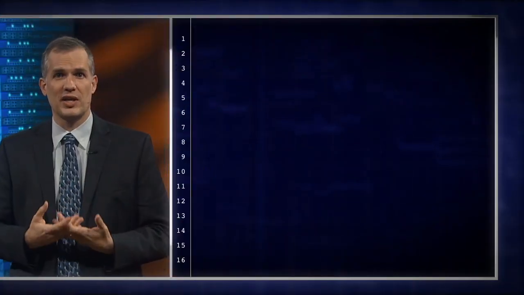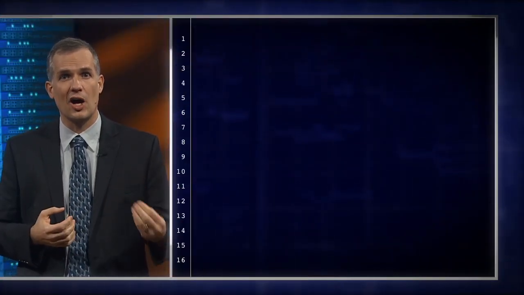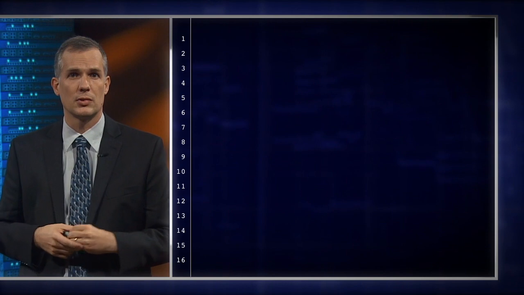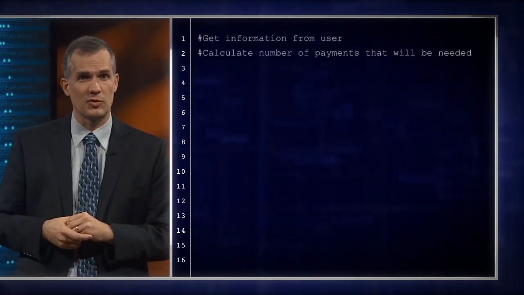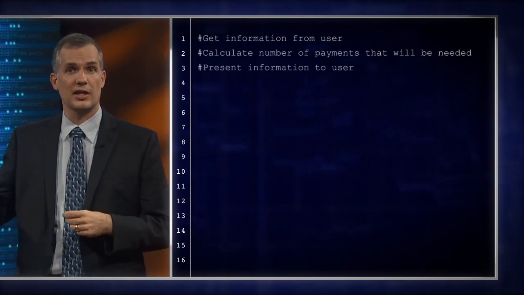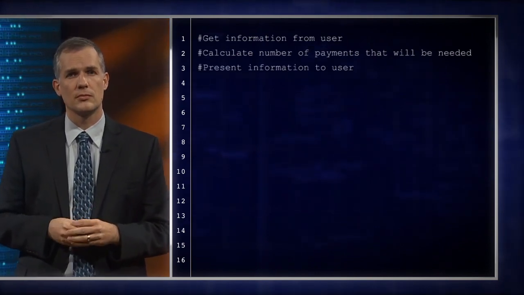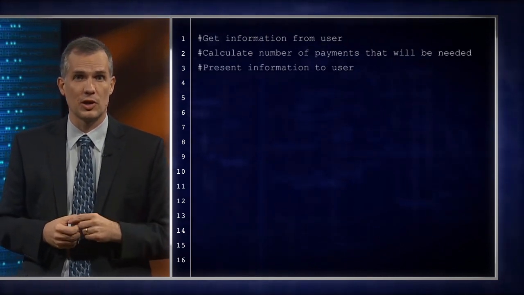In this case, we can take our 3 main steps and write a comment for each of the main steps. Get information from the user, calculate the number of payments, and present information to the user. We'll next fill in the actual code for each of these steps. We'll start at the beginning, requesting and reading in some data from the user.